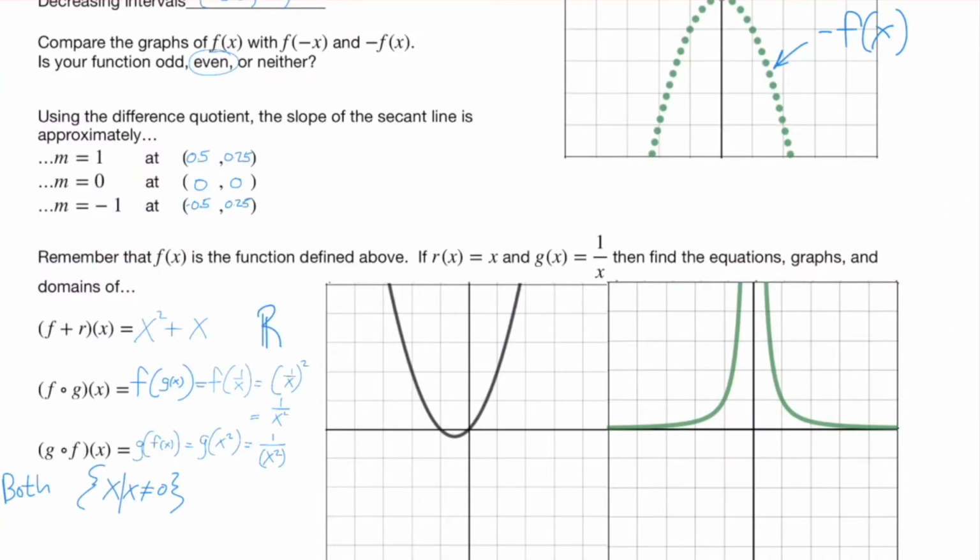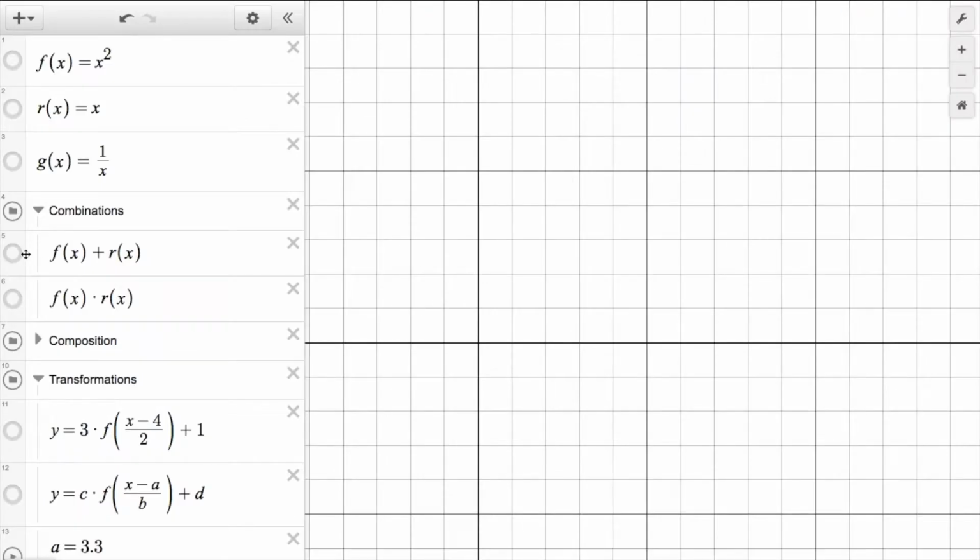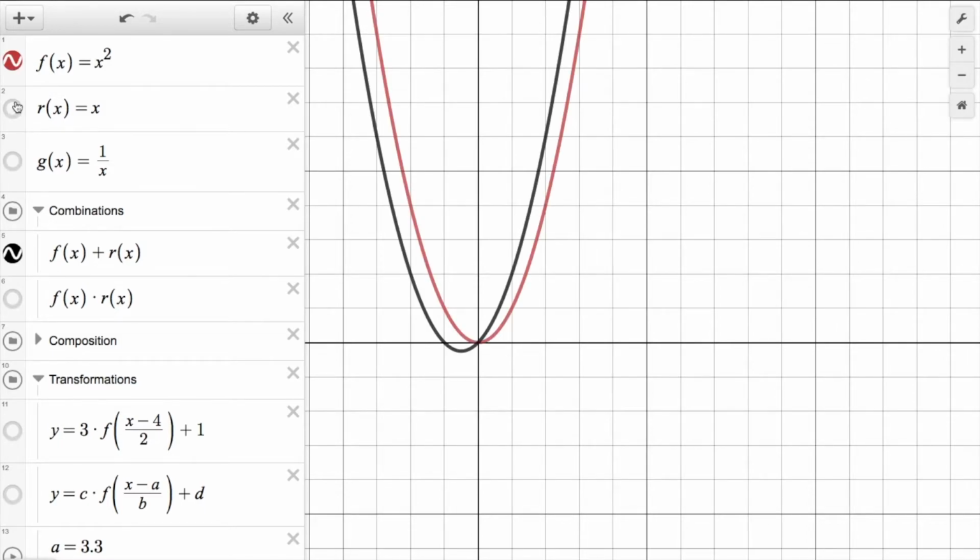Remember that f of x is the function defined above, so if f of x is equal to x squared, and r of x is equal to x, and g of x is equal to 1 over x, then you can find the equations, the graphs and the domains of f plus r of x. Well, that would be just this. This is f and this is r, so add them together and this is what you get. In fact, this is the graph. And we don't even need to know anything about how x squared works in order to figure out that this is the graph and the domain is all real numbers.